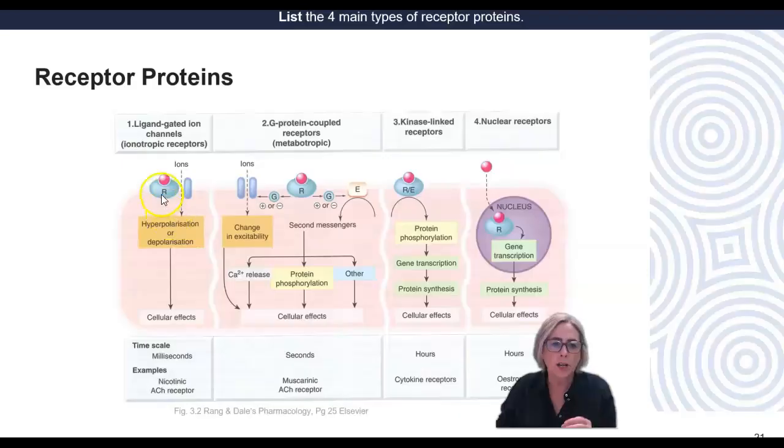The response time to this binding is super quick, right? So it's on a time scale of milliseconds. You don't need to remember this example here, but the nicotinic acetylcholine receptor is an example.